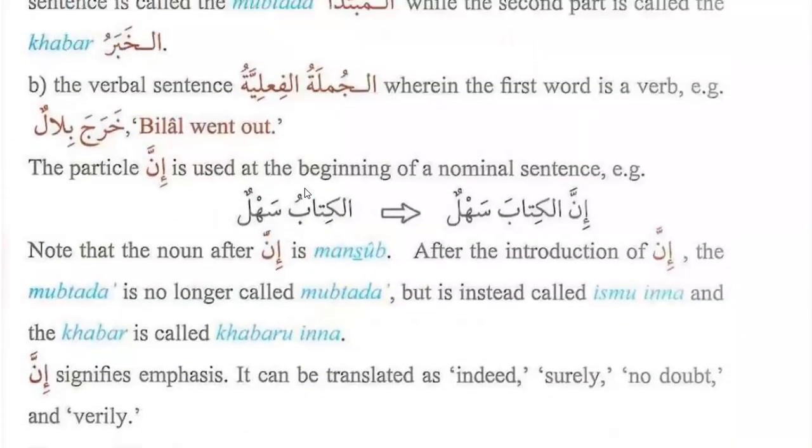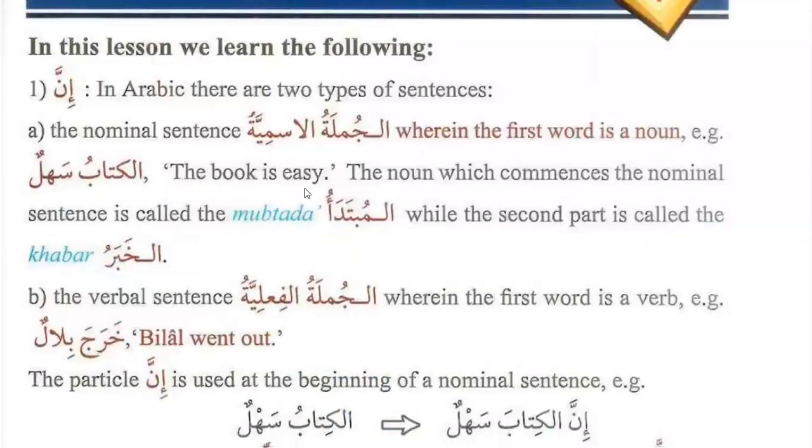What are the two types of sentences? Al-jumlatul ismiyah and al-jumlatul fi'liyah. Okay, what are the two parts of al-jumlatul ismiyah? Mubtada and khabar. Yes, the first part is called mubtada and second part is called khabar. What is mubtada and what is khabar in English? Mubtada is subject and khabar is predicate.